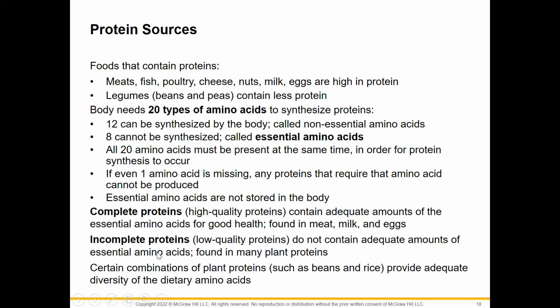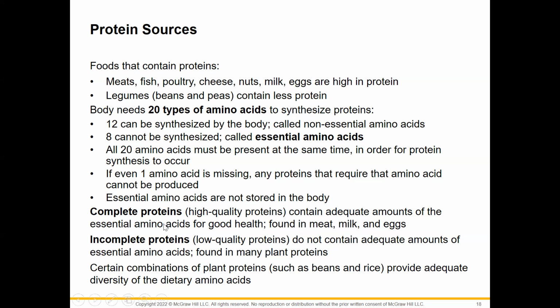So, those people who are vegan, or eat high plant diets, don't eat very many meat products or animal products, if any at all, they're getting incomplete proteins. And so they have to be very, very mindful to vary their diet so that they are getting a full complement of proteins so that all of their structures can be built by their bodies. Certain combinations of plant proteins can provide the necessary diversity of amino acids.